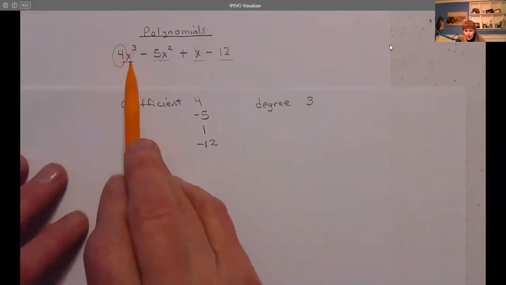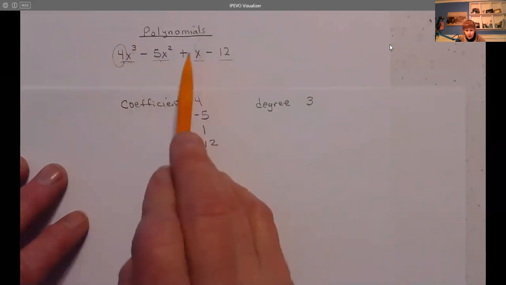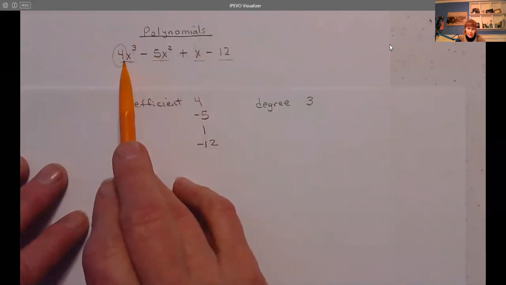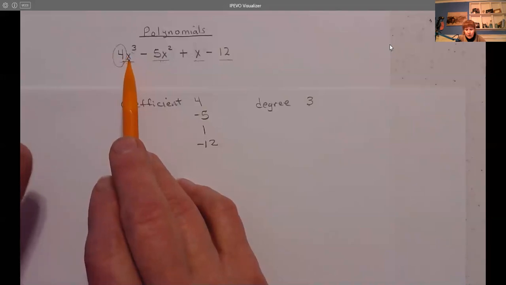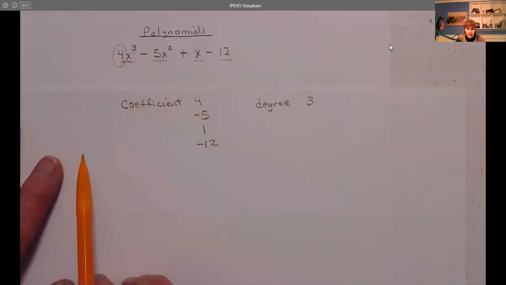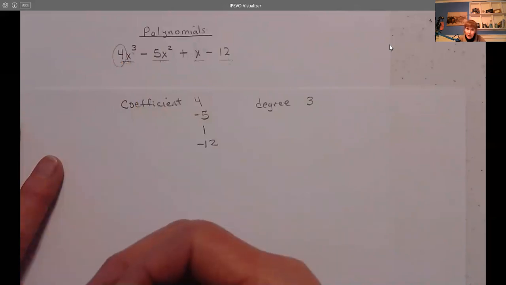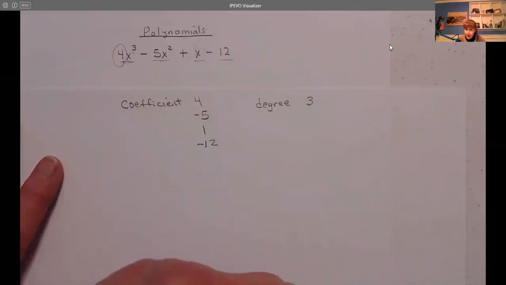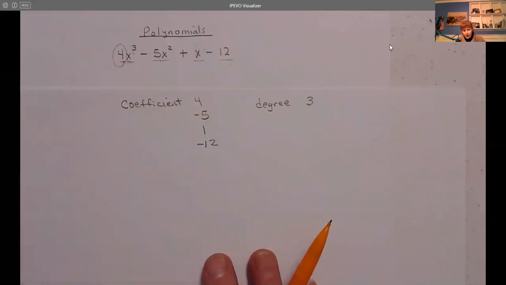Now, none of these terms, because we have the 4 terms, are like terms. So there's nothing really you could do as far as simplifying it any further than it already is. And we're going to be adding polynomials where you'll need to simplify or subtract.